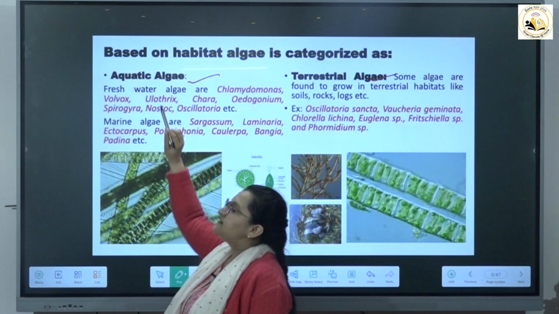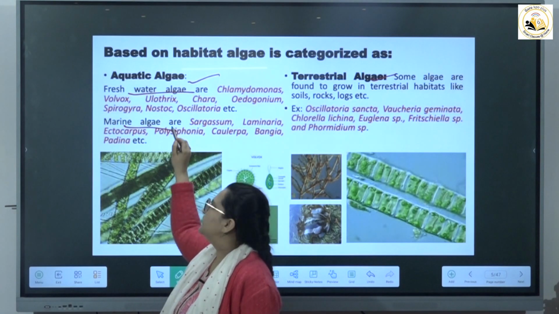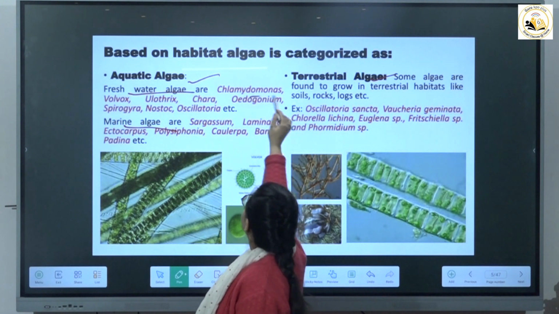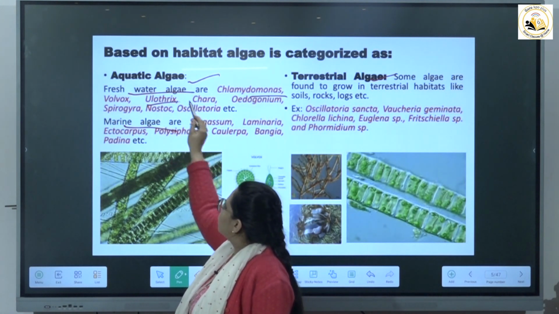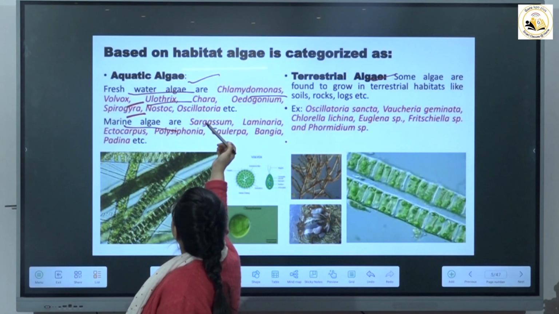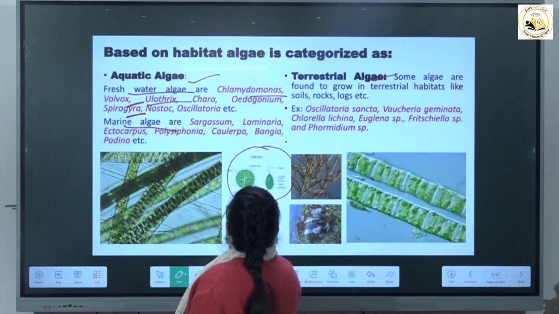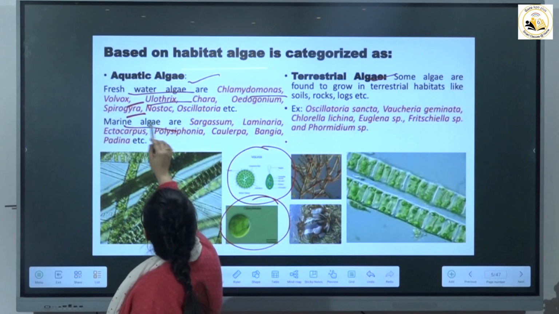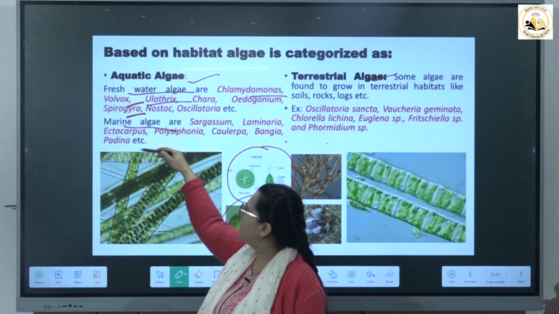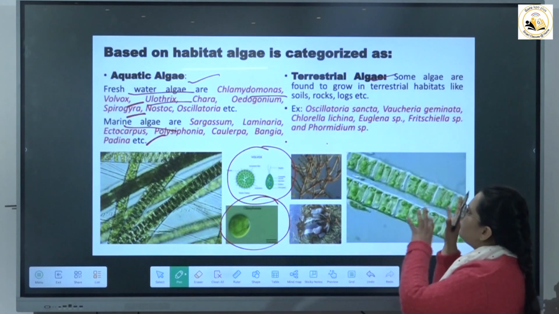In aquatic, some algae live in fresh water and some are marine. The freshwater algae examples are Chlamydomonas, Ulothrix, Volvox, Spirogyra and many more. And here are some pictures also, like Volvox and Chlamydomonas, and the marine algae are Sargassum, Laminaria and Padina, etc.